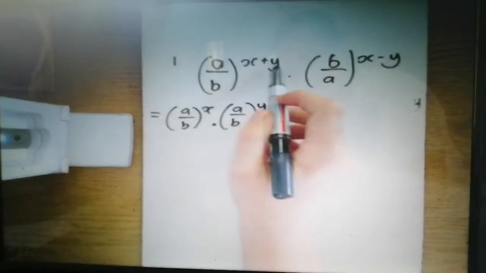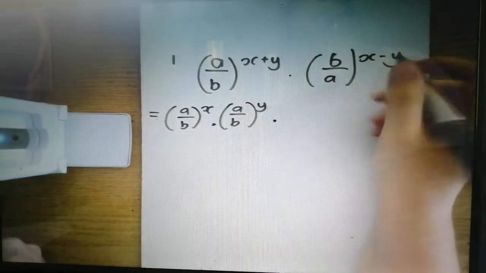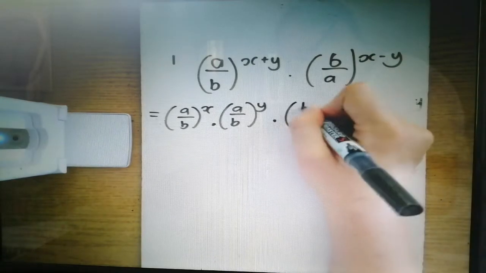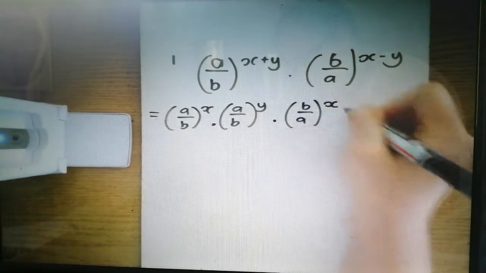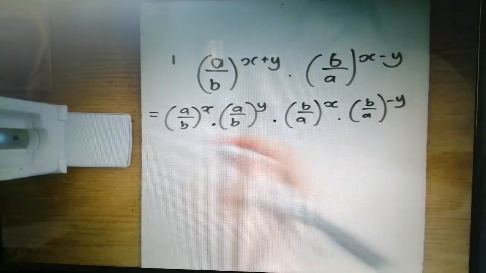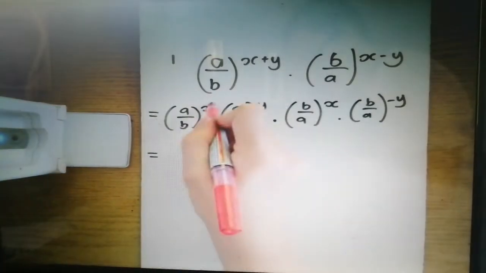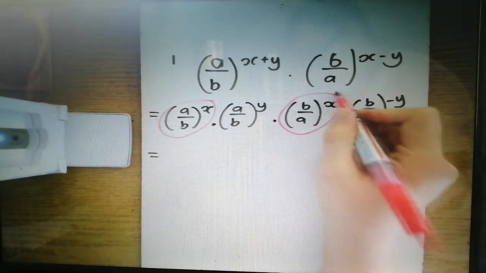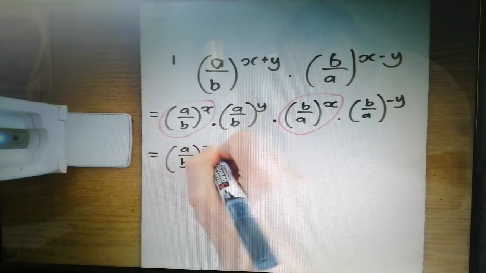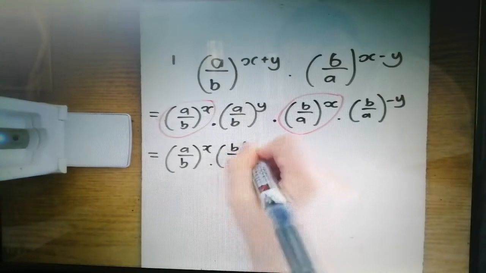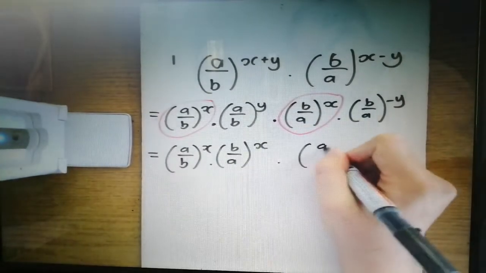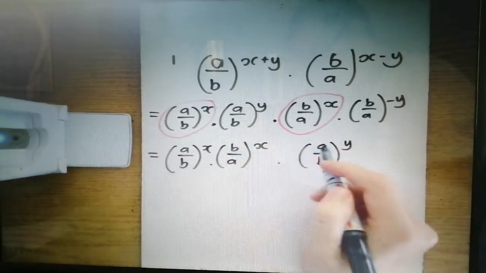That way, I kept the base and I added the powers. So I'm going to do the same here, even though this is negative, which assumes that we divided. But it would also mean that I had b over a to the power of x times b over a to the power of negative y. Okay, so I'm going to move these together right now because they've got powers of x's. So I had a over b to the power of x times b over a to the power of x. And then I'm going to look at these y's. I've got a over b to the power of y that I got from there.